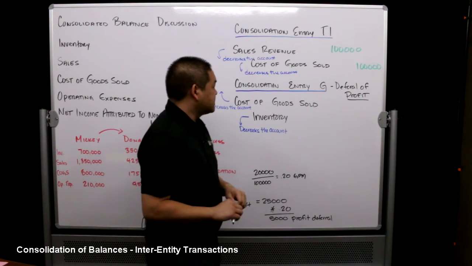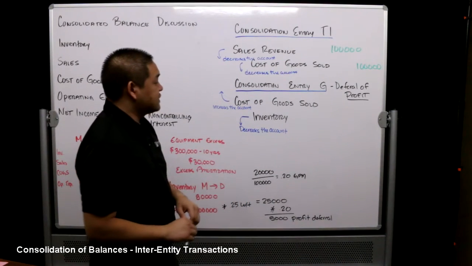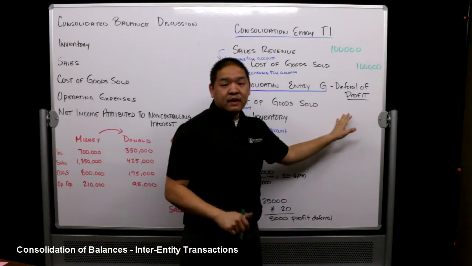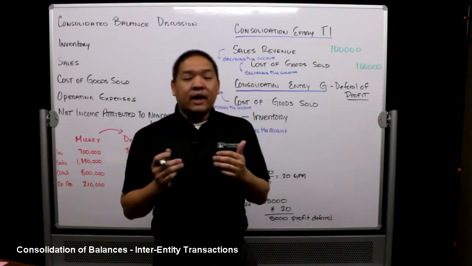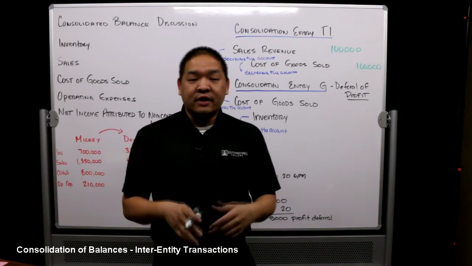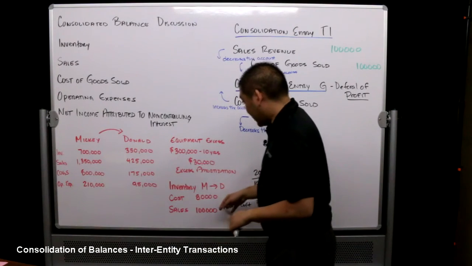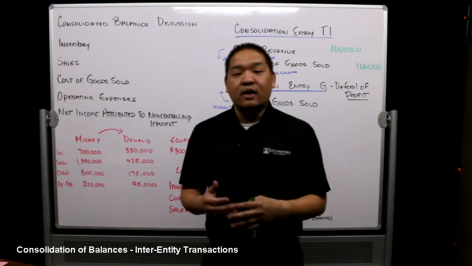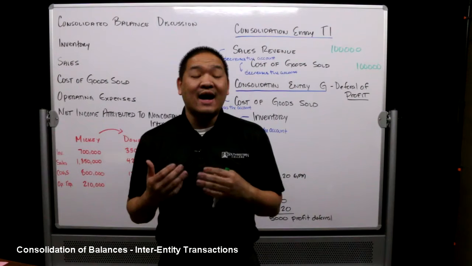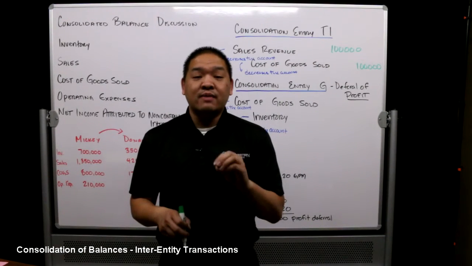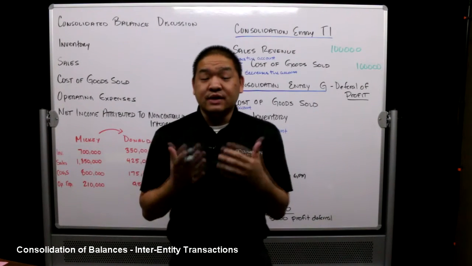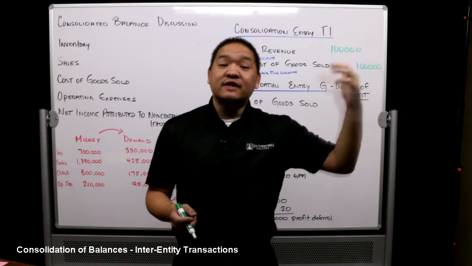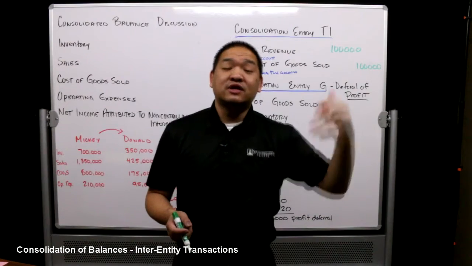Now, we also talked about Consolidation Entry G, and the purpose of Consolidation Entry G is simply to defer the profits. What are we talking about? When Mickey sells to Donald $100,000 worth of goods, at their cost of $80,000, there's $20,000 of profit. In consolidations, we're not allowed to book those profits, and we must defer them until subsequently Donald sells that inventory to a third party. If they haven't sold it to the third party, we need to defer the profit.